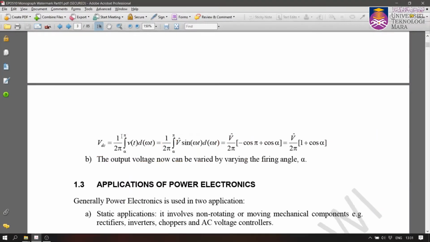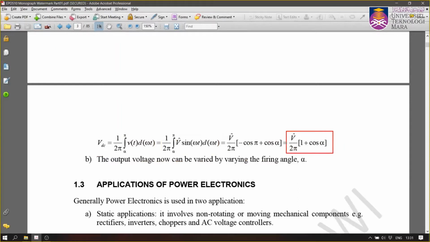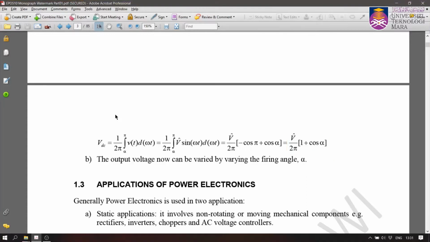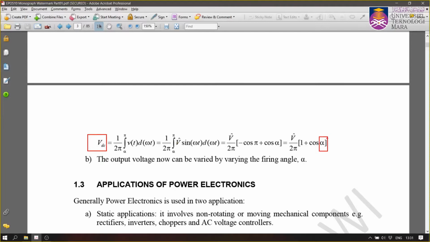So if you complete that evaluation, you can see from the derivation that the output voltage is now no longer V peak over pi, but V peak over 2 pi times (1 plus cos alpha). So you can control the output voltage here by means of controlling the alpha value, isn't it? Yeah.